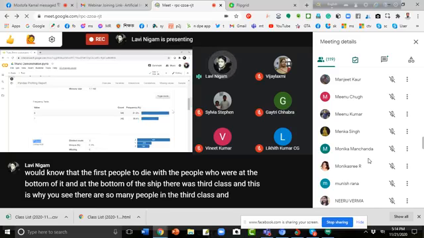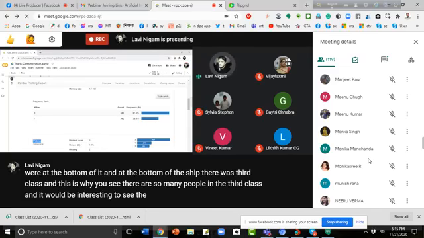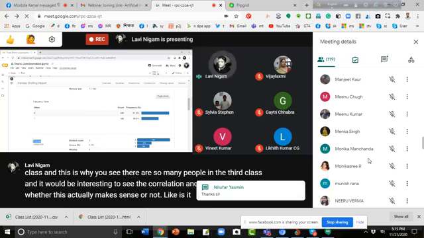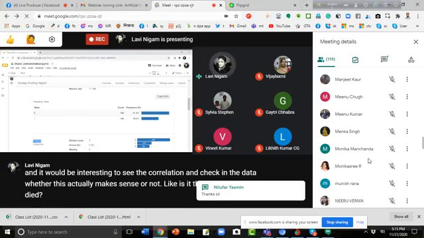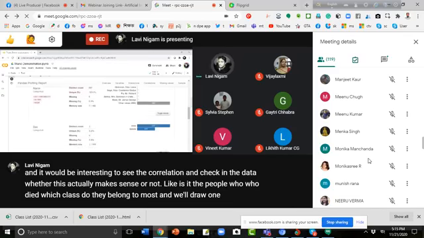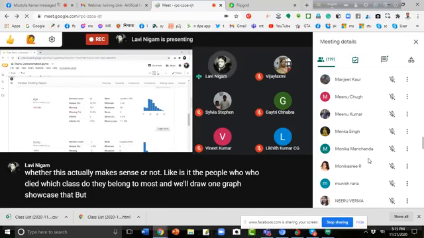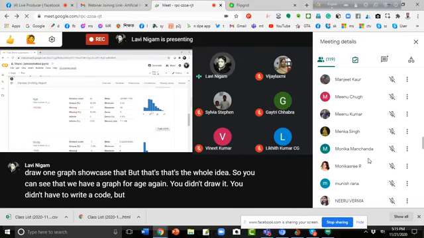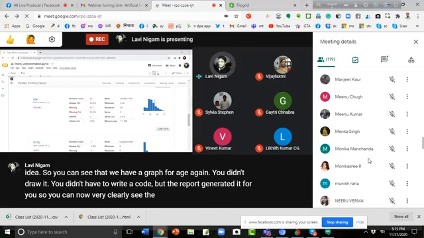And it would be interesting to see this correlation and check in the data whether this actually makes sense or not. Like, the people who died, which class do they belong to most? And we draw one graph to showcase that. But that's the whole idea. So you can see that we have a graph for age. Again, you didn't draw it, you didn't have to write code, but the report generated it for you. So you can now very clearly see the representation of the data.